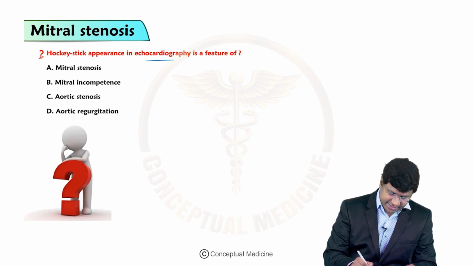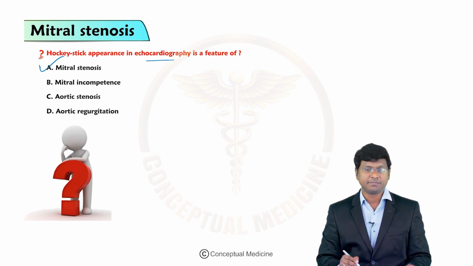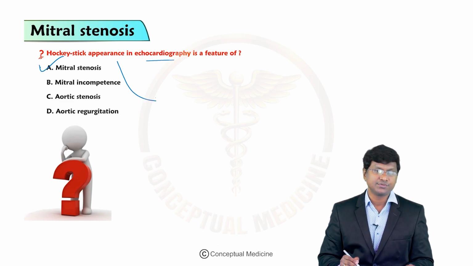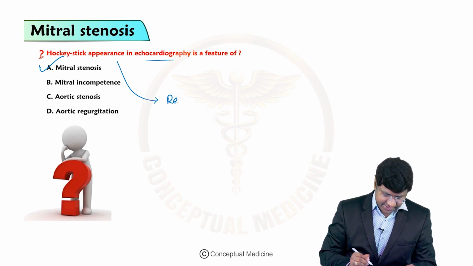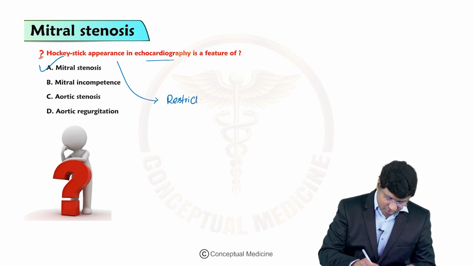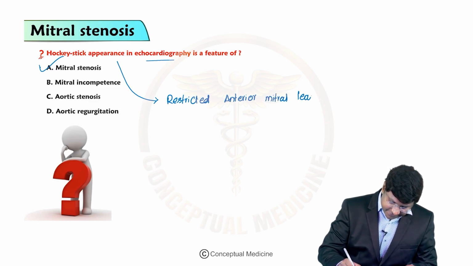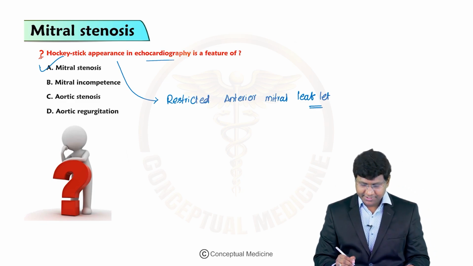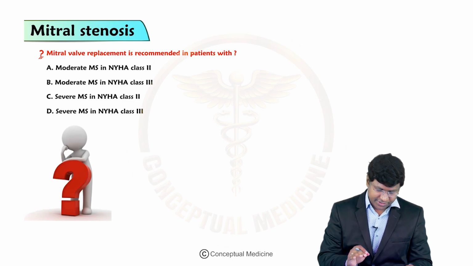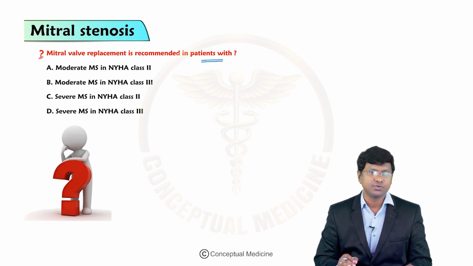Next, hockey stick appearance in echocardiography is a feature of mitral stenosis, mitral regurgitation, aortic stenosis and aortic regurgitation. So, the answer is mitral stenosis. And this hockey stick appearance in echocardiography is due to restricted anterior mitral leaflet. That is what is responsible for the hockey stick appearance in echocardiography.